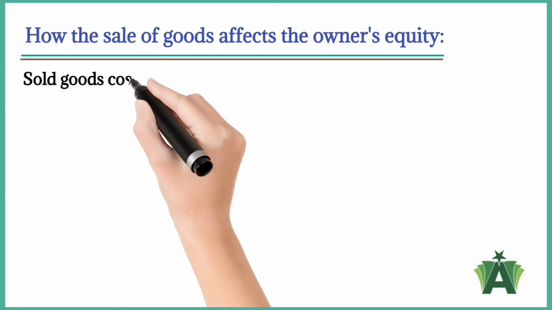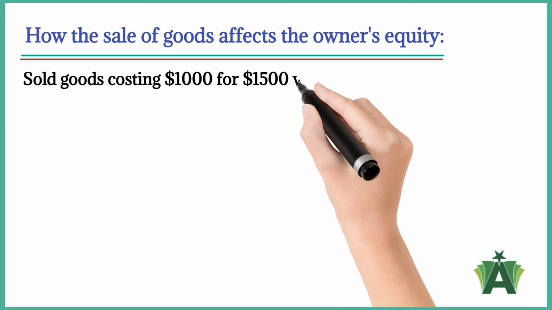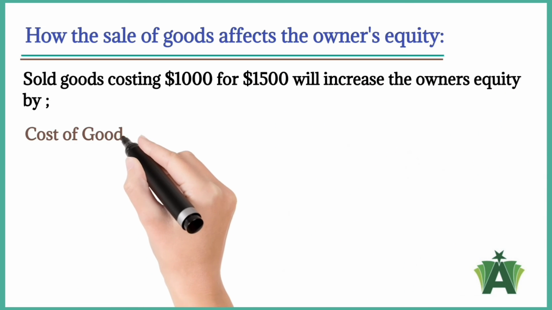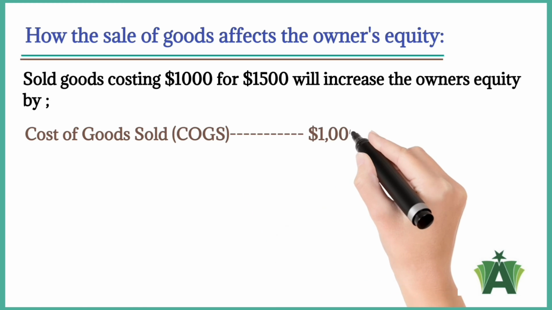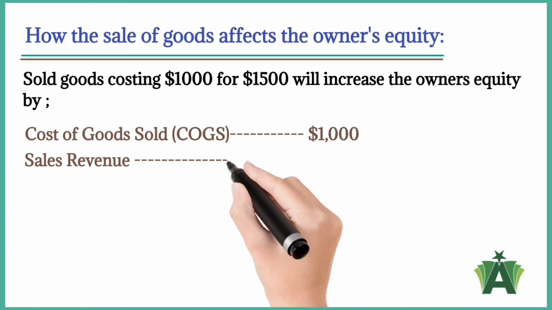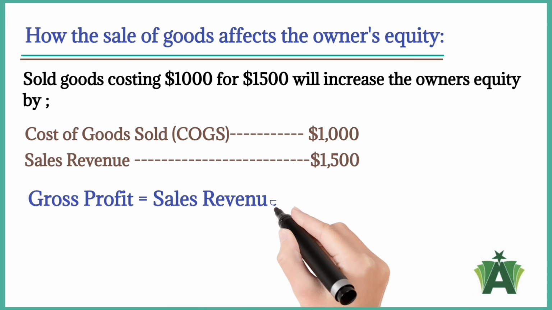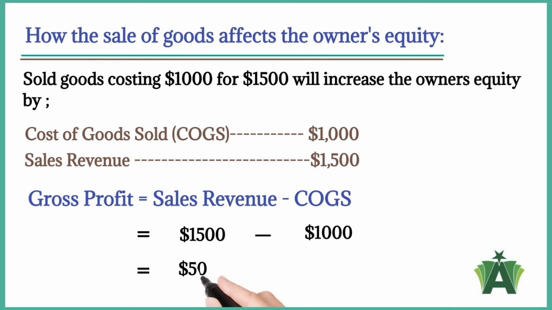Sold goods costing $1,000 for $1,500 will increase the owner's equity by: cost of goods sold $1,000. Sales revenue $1,500. Gross profit is the difference between the sales revenue and the cost of goods sold. The gross profit is $500, which increases the owner's equity, because it represents the net gain from the sale.